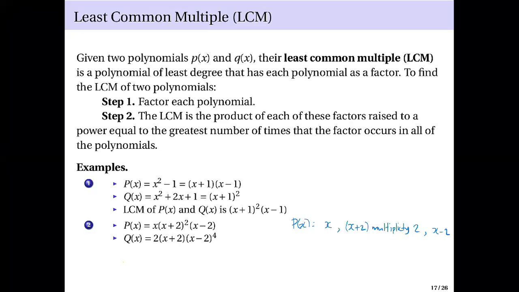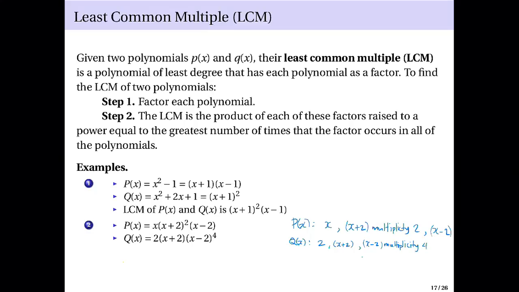For Q of x, the factors are: you have 2 for this, you have x plus 2, it only appeared once, and then you have your x minus 2, multiplicity 4, because that's to the 4th power.